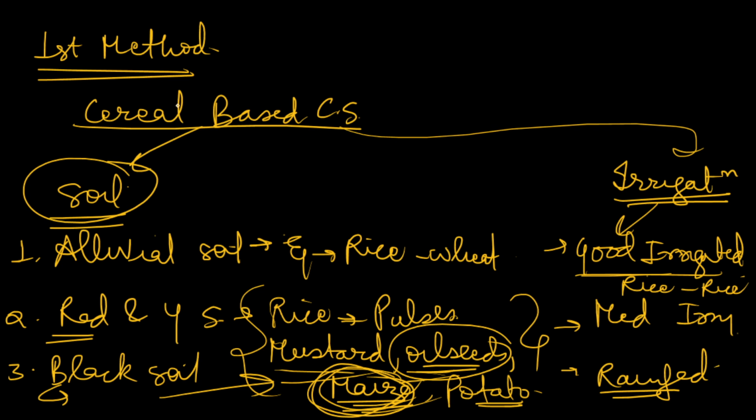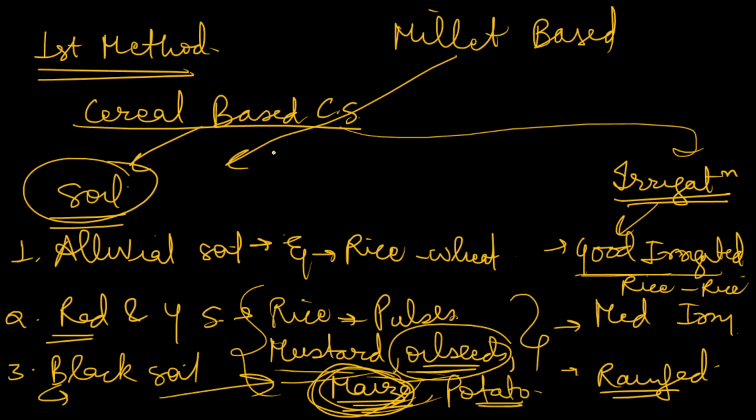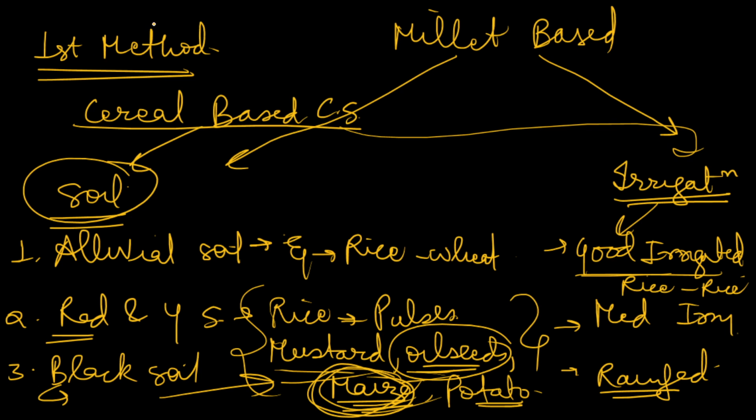Similarly, as we discussed in cereal based, we will do in millet based. In millet based also, we will divide on the basis of soil and on the basis of irrigation. And you can use various millet based cropping systems, such as pearl millet and pulses I'm mentioning. When I do the second method, I will mention the other systems.